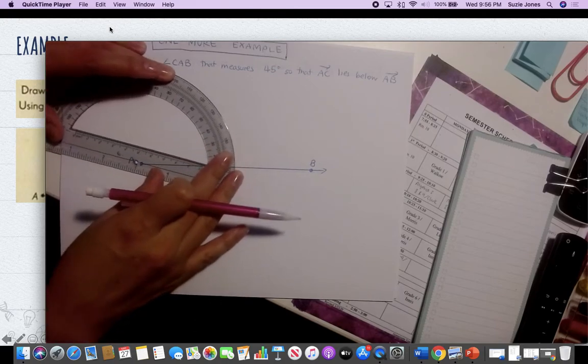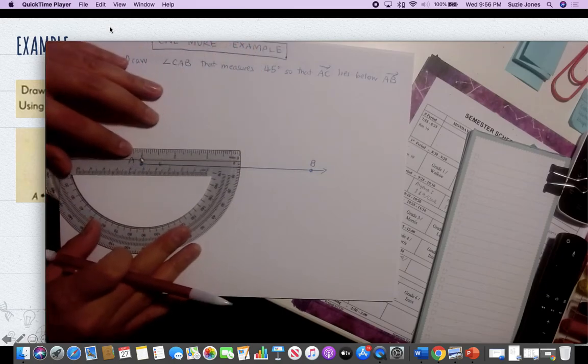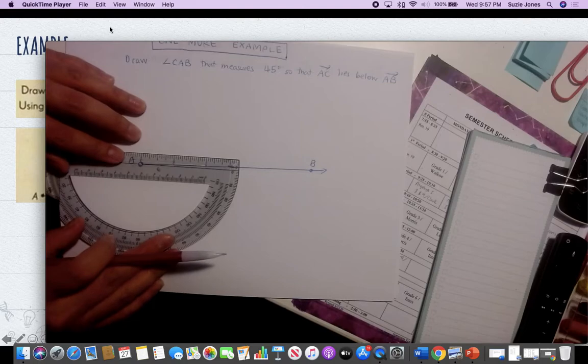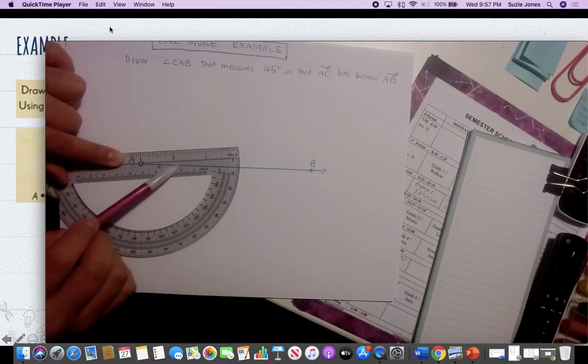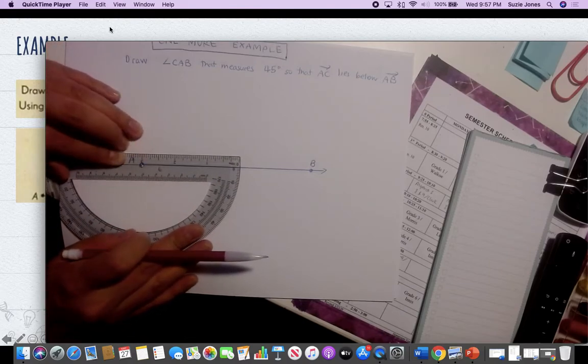So what I'm going to do is manipulate my protractor like so. Again, I have to put the center A inside my center hole. I have to make sure my baseline on my protractor is on top of my line, on top of my ray, like so.